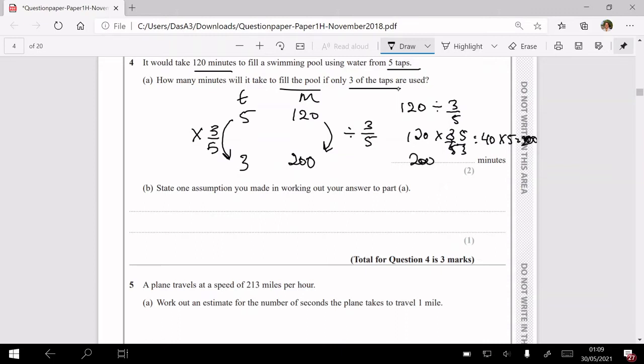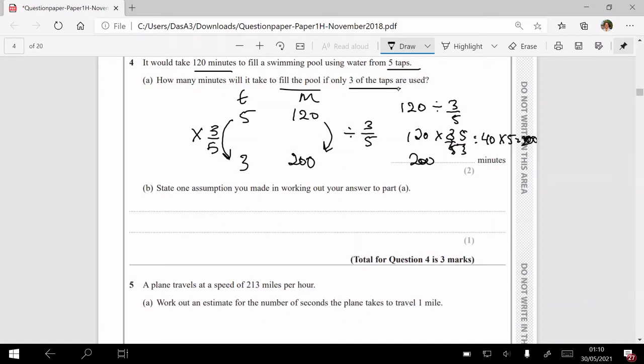Now for part B, one of the assumptions you made is that all the taps flow at the same rate. If you think of a real case scenario, if you open the tap to its full speed, it's obviously going to fill up the pool faster compared to when you open it at small speed. But in this question, we have not taken into account the rate of flow of the water anywhere. So the assumption we made there was that the speed of the water flow is the same.